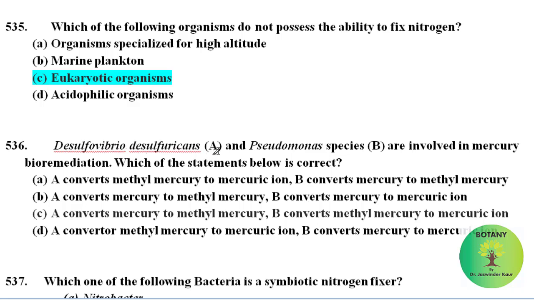Desulfovibrio desulfuricans A and Pseudomonas species B are involved in mercury bioremediation. Which of the statements given is correct? Among these, A converts mercury to methyl mercury. A here is Desulfovibrio desulfuricans. It converts mercury to methyl mercury, and then B converts methyl mercury to mercuric ion. B is the Pseudomonas species which converts methyl mercury to mercuric ion. So this is the correct option.